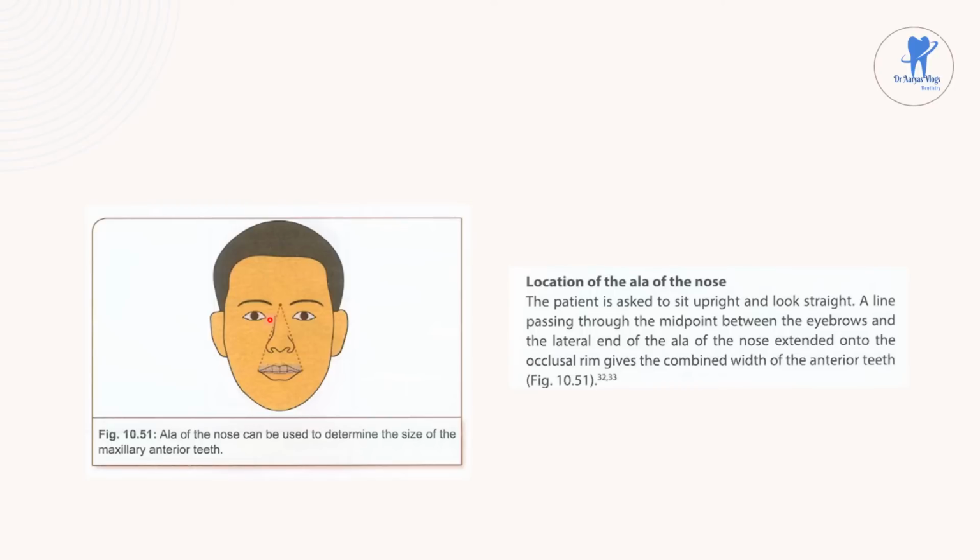Then the location of the ala of the nose. Here the patient is asked to sit upright and look straight. This is the ala of the nose. It is used to determine the size of the maxillary anterior teeth.